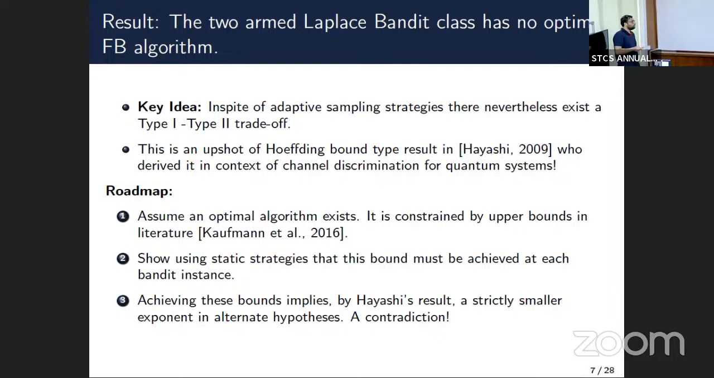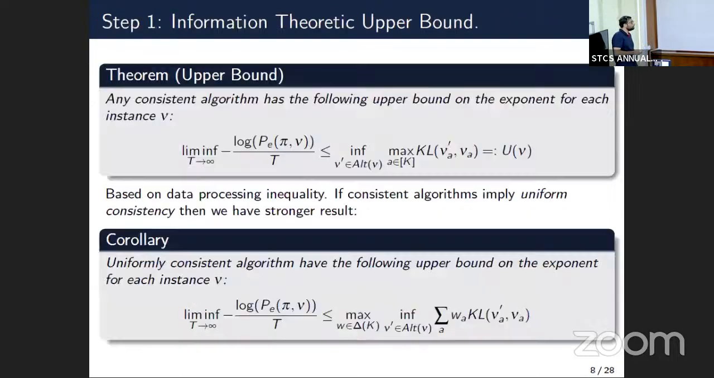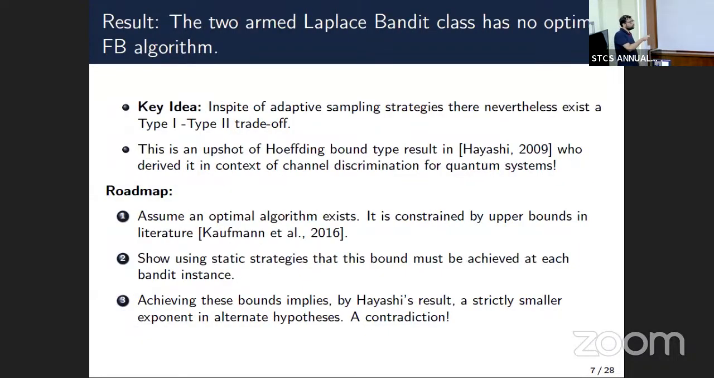So what is the roadmap? We will try to show the impossibility by forming a contradiction. We will assume an optimal algorithm exists. It is constrained by certain information theoretic upper bounds given by Kaufmann. We will show that various static strategies force this upper bound to be tight. Then Hayashi's Hoeffding bound type result will ensure that if you did achieve these optimal exponents in one hypothesis class, necessarily in the other hypothesis class, the exponents have to be strictly smaller. Therefore, you achieve a contradiction. We will show this explicitly in the class of two-arm Laplacian bandits.